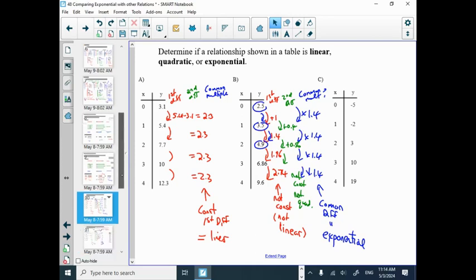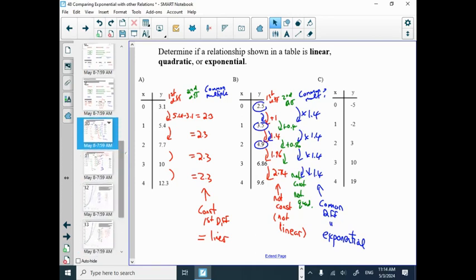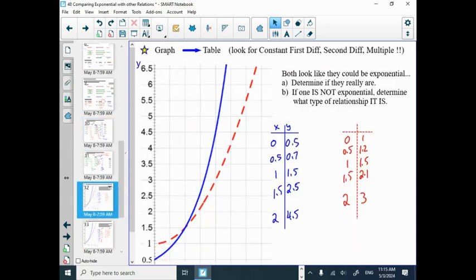All right, so I'll just leave the part C there. Obviously, we've done enough there that you can carry that process out for the other one. And if we're looking at a graph and maybe getting a table of values from a graph, or looking at these two graphs, they certainly look like they could be exponential. So determine if they are. If one is not, determine what type it is, and so on.